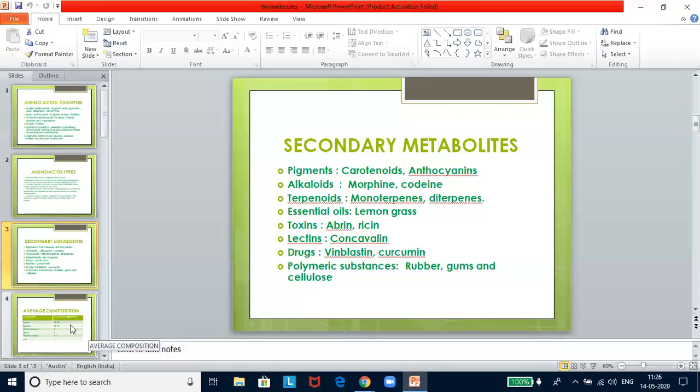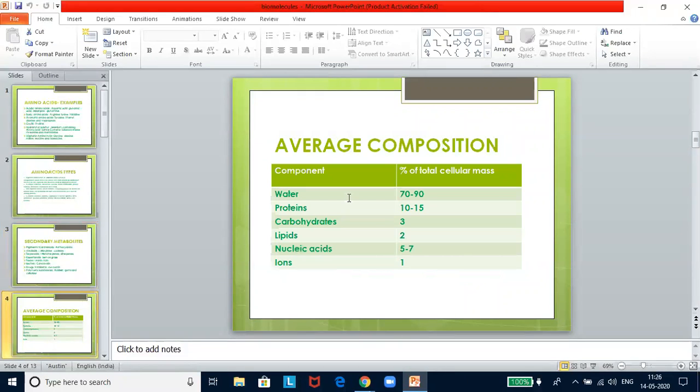Now let us look into the average composition in a cell. Water is 70 to 90%, proteins 10 to 15%, carbohydrates 3%, lipids 2%, nucleic acids 5 to 7%, ions 1%.